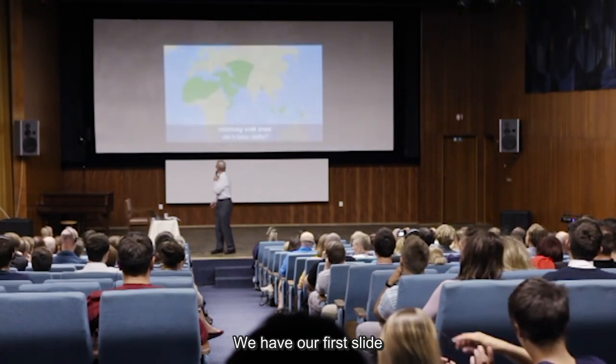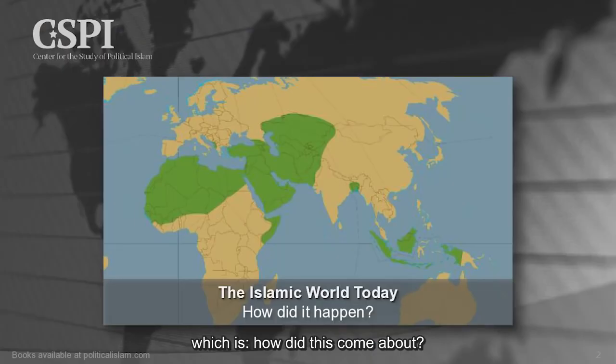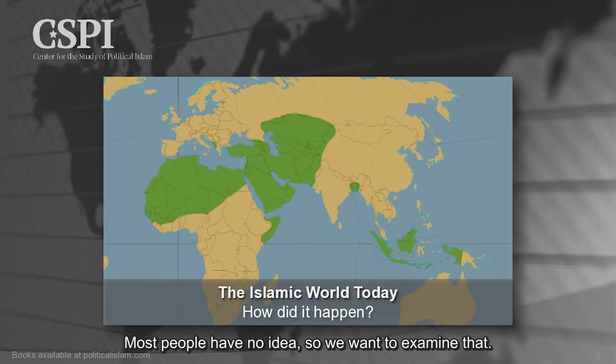We have our first slide, which is, how did this come about? Exactly, the green is Islam. How did this happen? Most people have no idea. So we want to examine that.